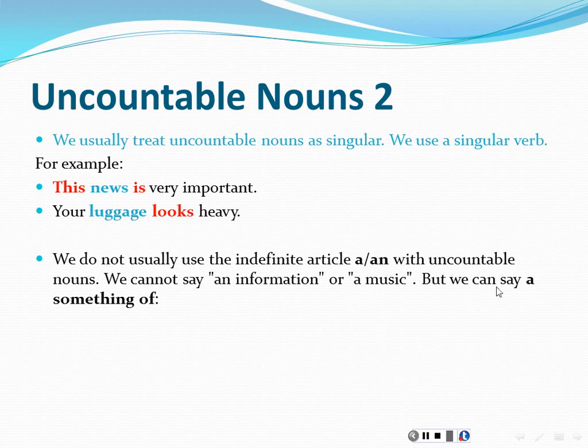But we can say a something of. إيش يعني a something of? Let's have an example. يعني لما نقول for example قطعة موسيقية ممكن نقول جزء من الأخبار، ممكن نقول أعطيته نوع جزء من النصيحة. This is in English. I'm translating. يعني أنا بترجم. Now I will give you examples.